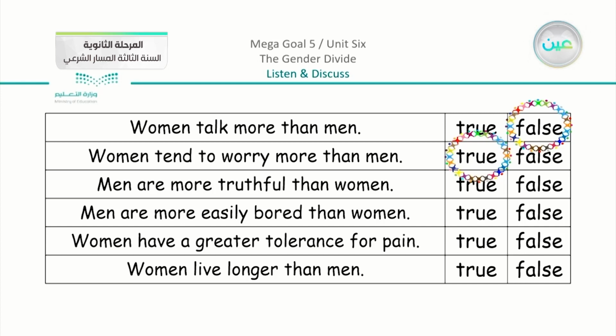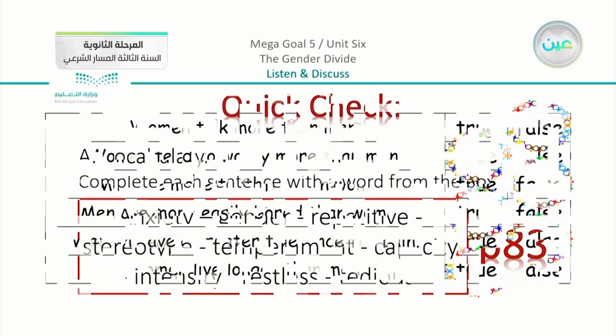Men are more truthful than women. This is false. So we said that they are the same, equally. Men are more easily bored than women. This is true. Women have a greater tolerance for pain, so we discovered that this is false. And the last part, women live longer than men. We mentioned the life expectancy, which means that this one is true. So we have the true or false statements ready.